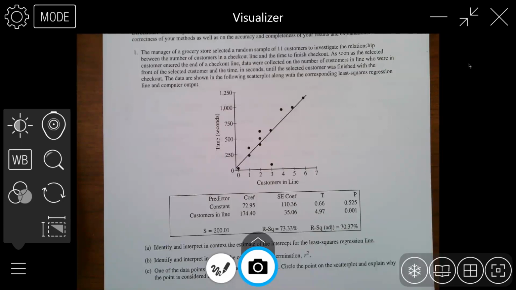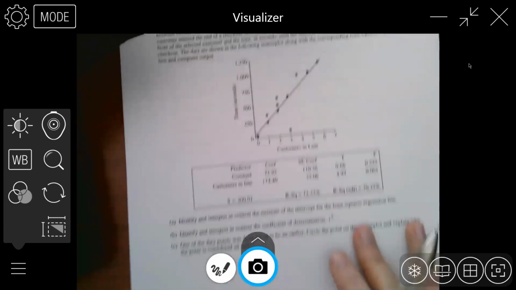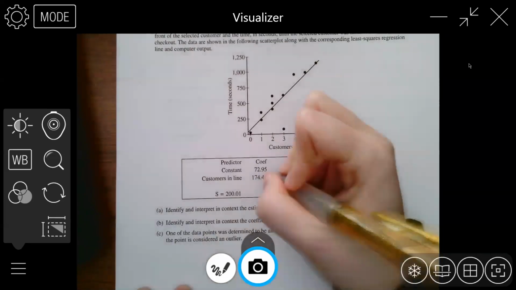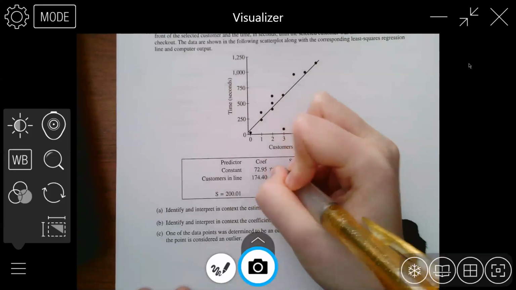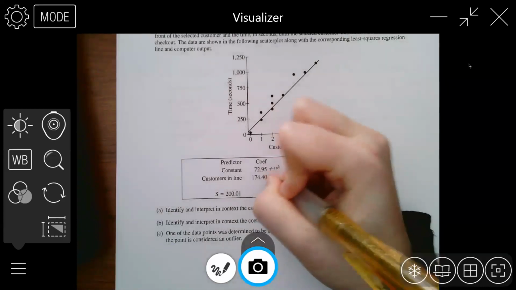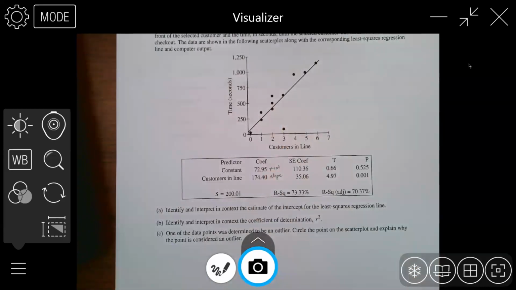So it's been a while since we've seen this, but this is the computer output. So I just wanted to go through these components briefly here. Does anybody remember what this key number here represents? This 72.95 right next to the word constant. Yes, nicely done. Y-intercept. And then who remembers what this is? The 174.4. Good. Slope. Yep. Then you can get your equation, which is nice.